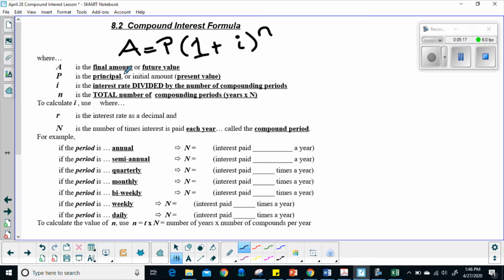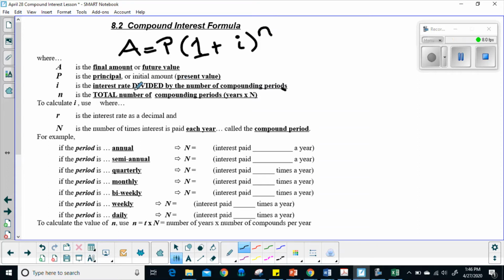So A is still our final amount. Sometimes it's called the future value. P is still our principal, so our initial amount, our present value. We need to deal with the fact that this is now an exponential, so it's 1 plus how my interest rate is changing, and we're going to be altering that a little bit because we have to divide by how often it compounds in a year.